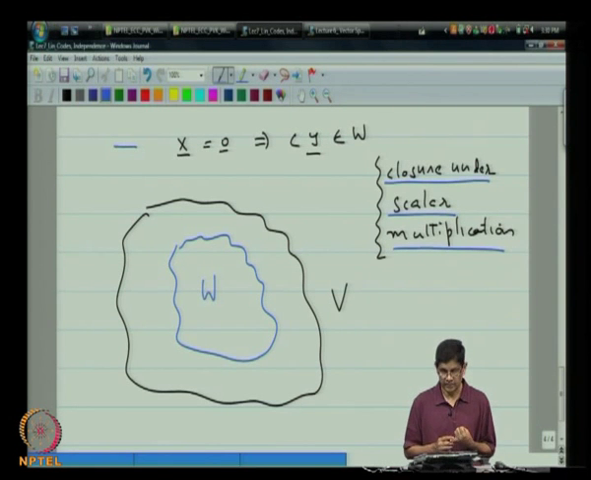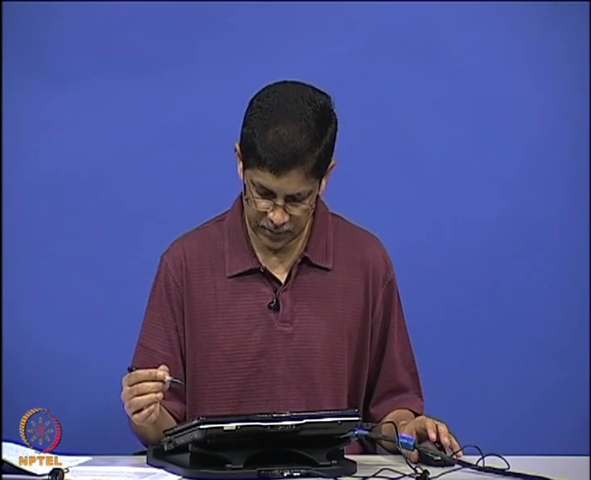So, the axioms, for example, like associativity under addition, then commutativity under addition, then associativity under scalar multiplication, distributive property of scalar multiplication, and the action of the identity element, these 5 other properties follow just from the fact that W is a subset of V. So, there is no verification needed. Okay. So, I will just make a quick note here.